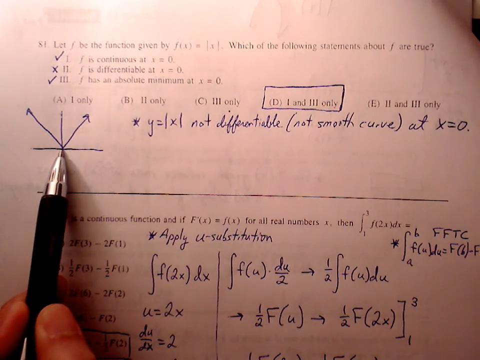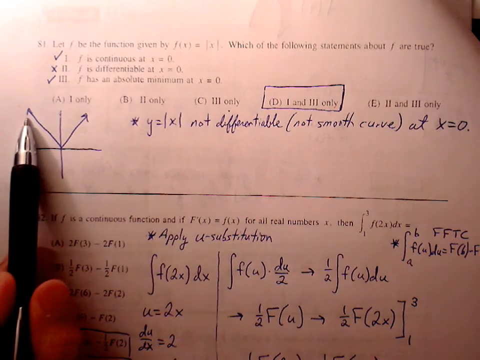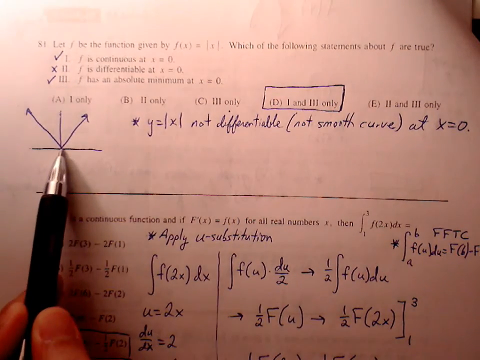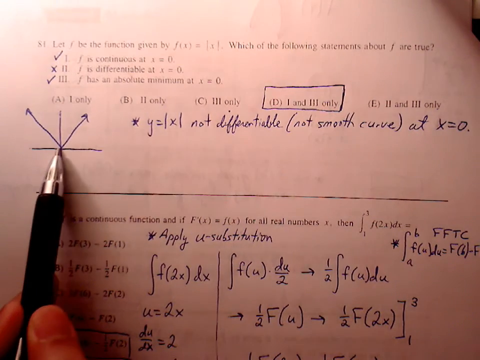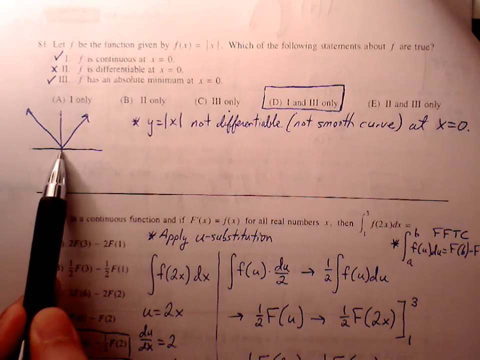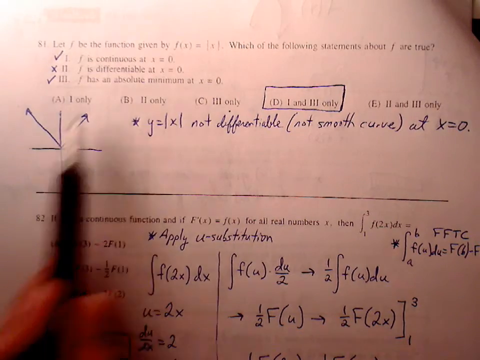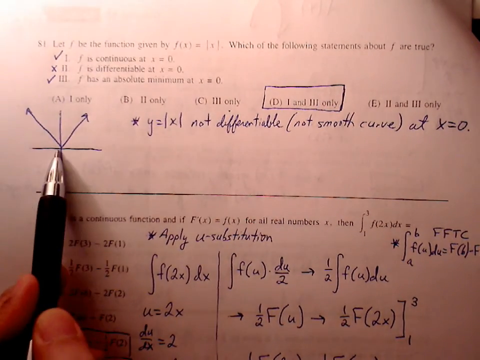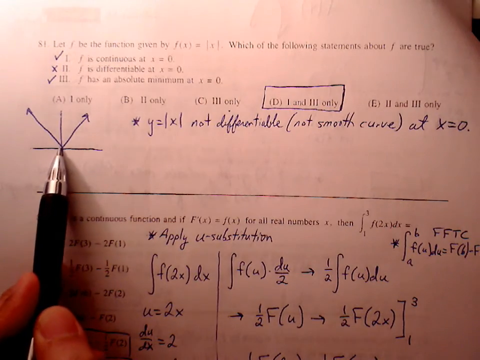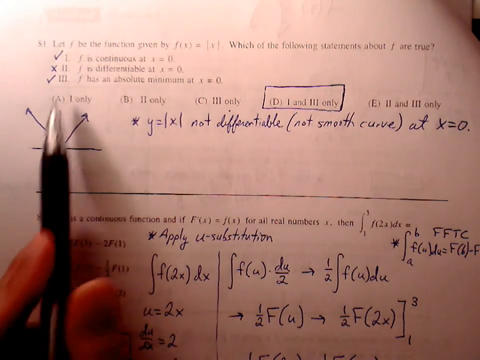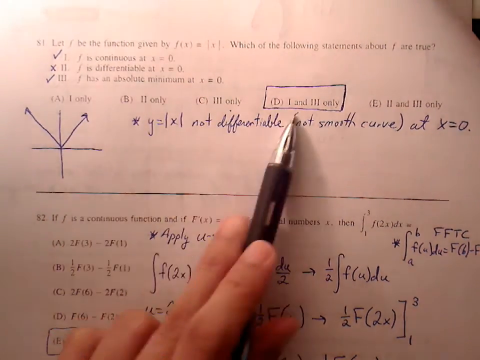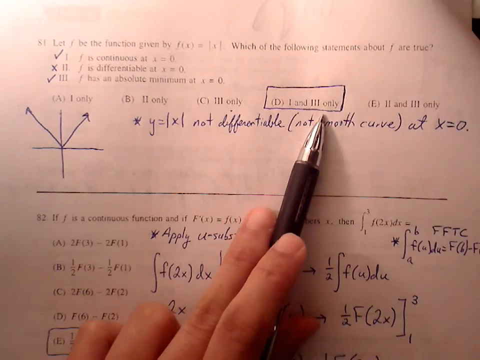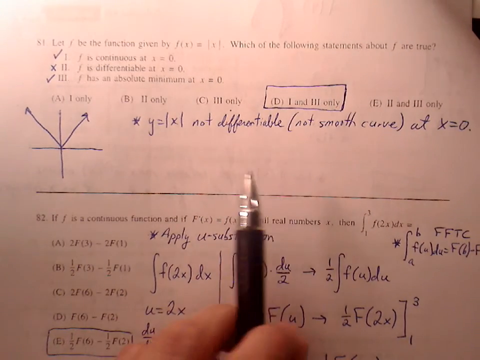Is the function differentiable? Okay, so differentiable means it's a smooth curve, and we see that this slope changes from -1 all of a sudden to +1. So there's a sharp turn, a sudden change in slope. The function is not differentiable at x equals 0. Is there an absolute minimum? Yes, there is an absolute minimum at 0. There's no point on this graph that's lower than this one. So our answer choice is D, because continuous and absolute minimum.